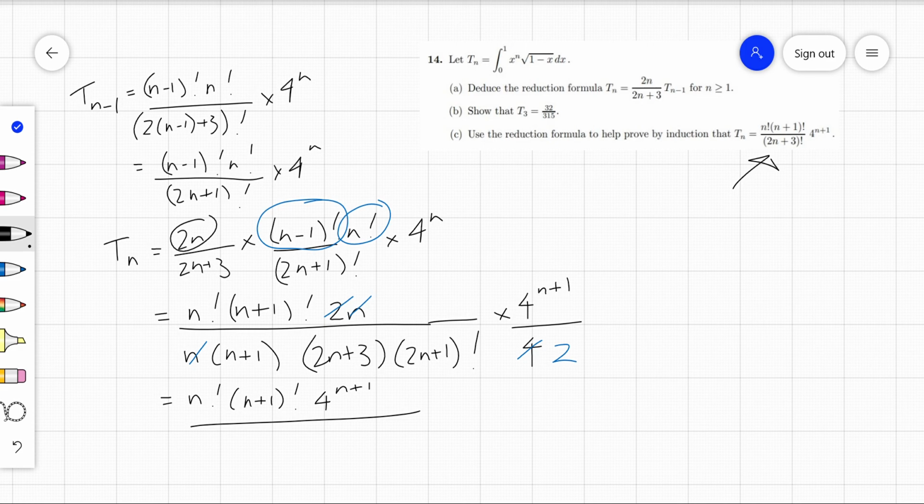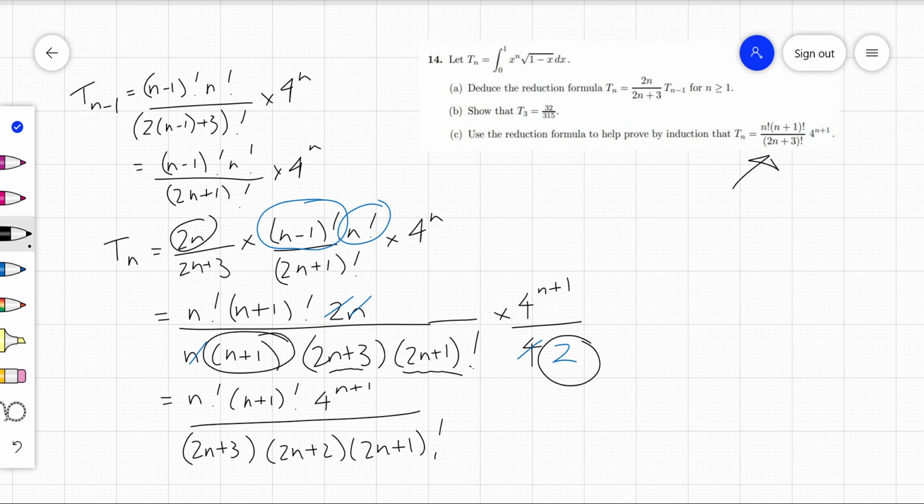How am I going to get that? Well, I've already got 2n plus 1 factorial, so I just need a 2n plus 2 and a 2n plus 3. You can see I've got the 2n plus 3. How am I going to get the 2n plus 2? Well, remember here we've got a 2 and here we've got an n plus 1. So that becomes 2n plus 2, and then I've already got 2n plus 1 factorial. So you can see I've got the top, and now the bottom, I've got 2n plus 3 factorial. So it works nicely. There you have it.